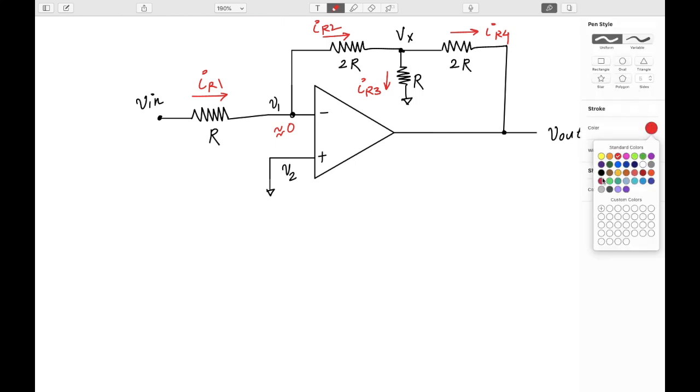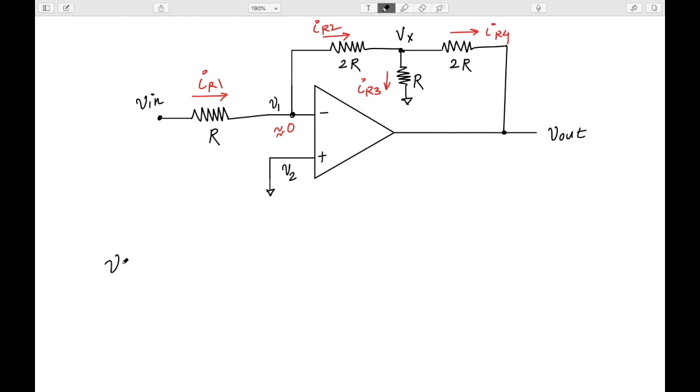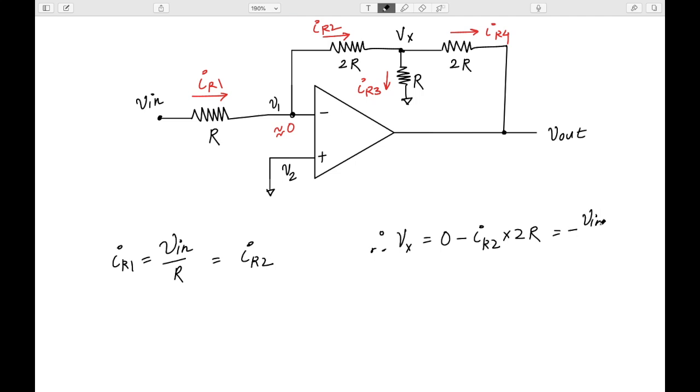Okay, we know this IR1, as we had done previously, IR1 is equal to V in by R. Okay, this is the current flowing through this, and this is also equal to IR2. Now if I want to know Vx, this voltage Vx will be, since the current is flowing like this, 0 minus the IR drop, 0 minus IR2 into R2. Okay, using simple KVL. So this voltage is minus V in by R into 2R, which implies my voltage Vx is equal to minus 2 times V in.